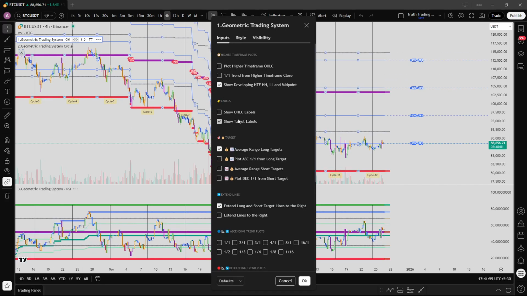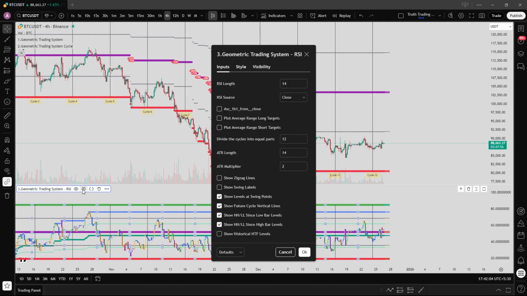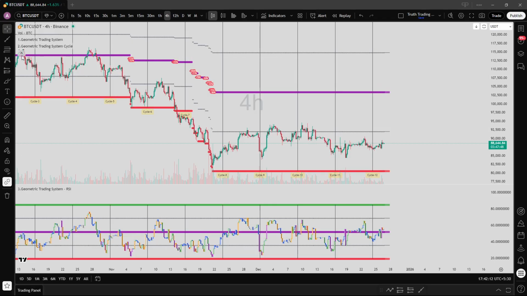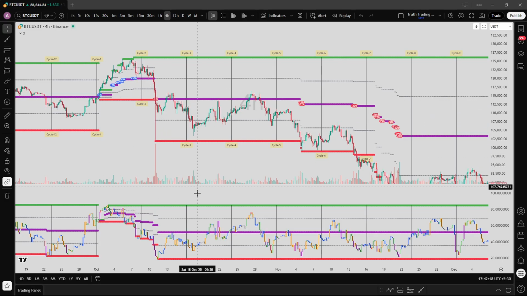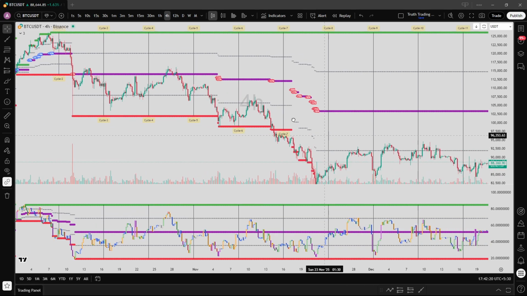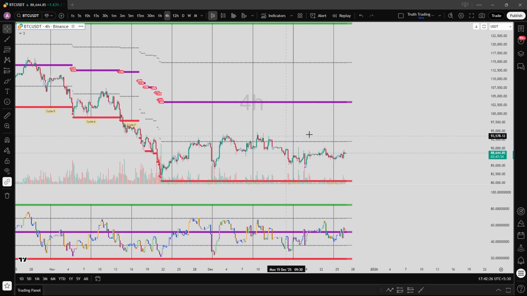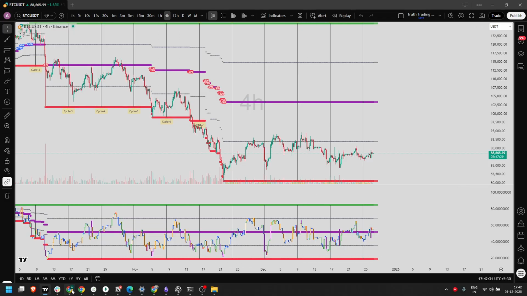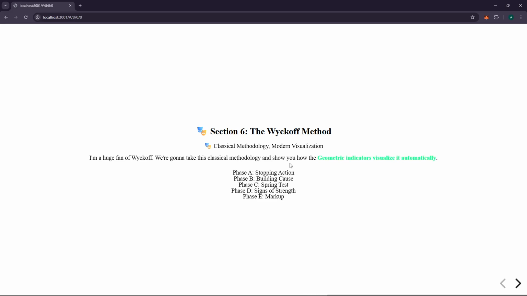Let me disable this. Now you can see that, right? Let me just move this one, and I'll show you what I mean. You see this structure. We are tracking the highest high and lowest low of the RSI as well, and seeing if there is any pattern, so we can filter out a lot of trades like this. So we're going to learn that, and then in section 6, I'm going to be moving on to the Wyckoff method.